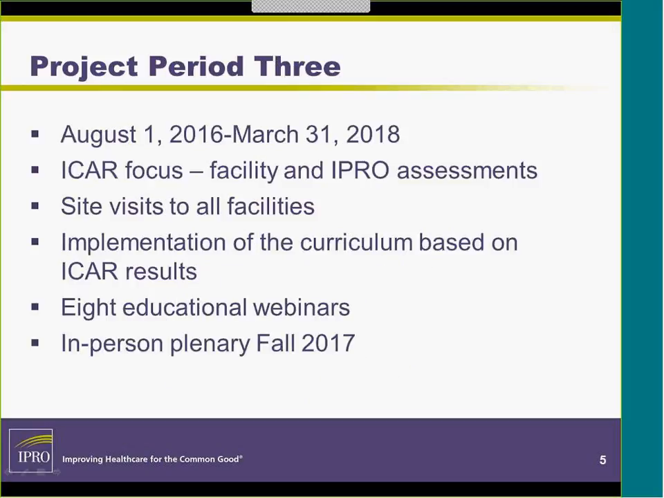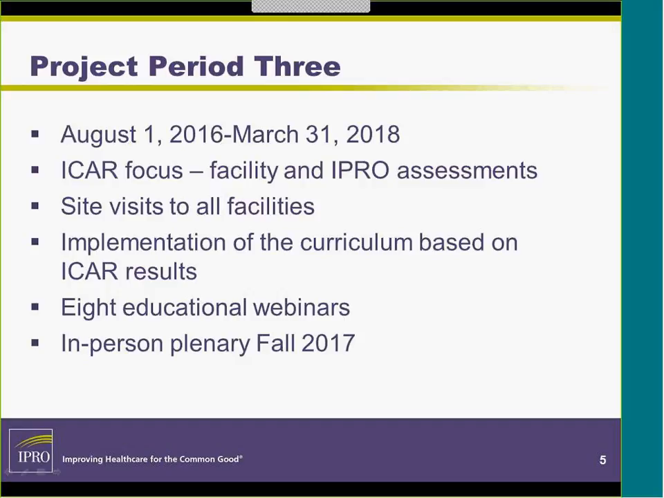So the current period where we are now did start at the conclusion of project period 2. It is running from August 1st, 2016 through March 31st of 2018. This is a longer project period, so we do have some time to space out some of the activities.